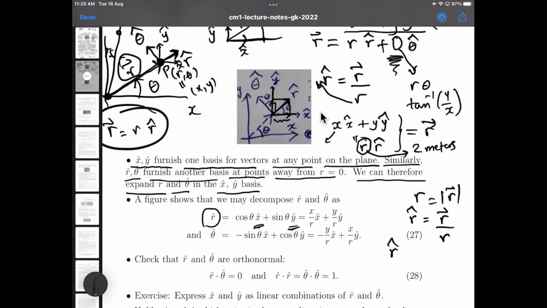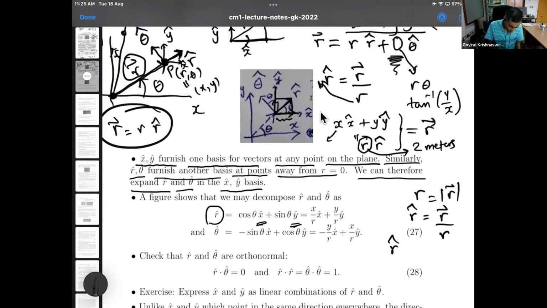Right. Let me say what Onkon said a little bit more precisely. If you take the x hat vector at this point and rotate it by an angle theta, I will get the r hat vector. Okay, so I think that is a fair statement, if that is what you meant.